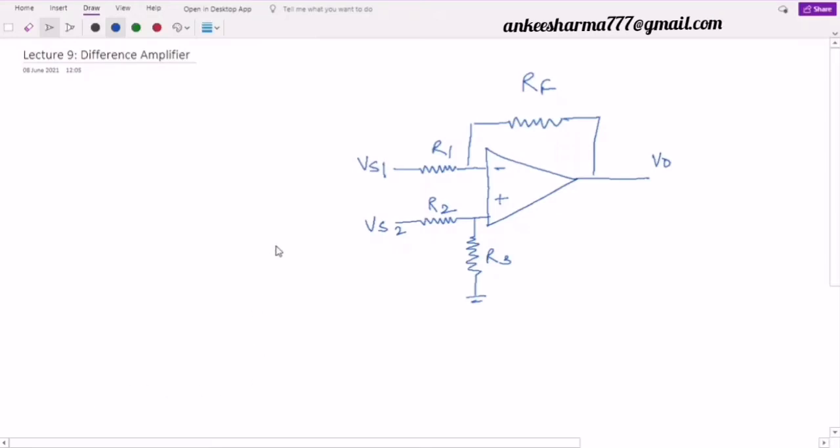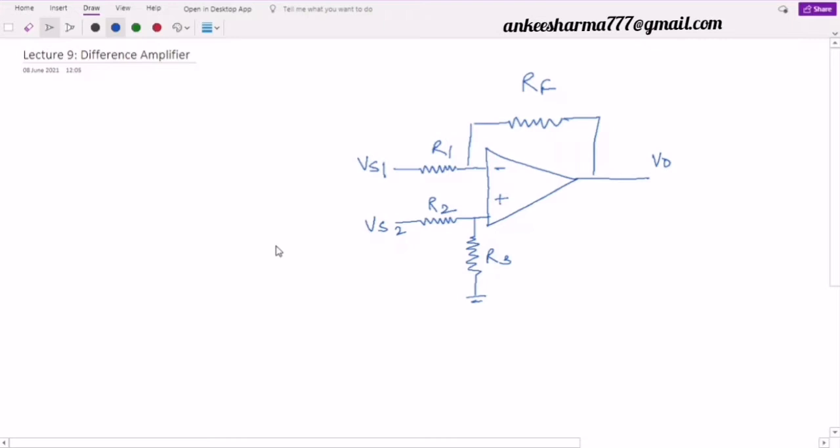So in today's lecture, we are going to discuss the difference amplifier. What is this difference amplifier? It is nothing but when we have more than one input, at the inverting and the non-inverting terminal, then definitely the output will be available. The output will be available due to both these inputs.